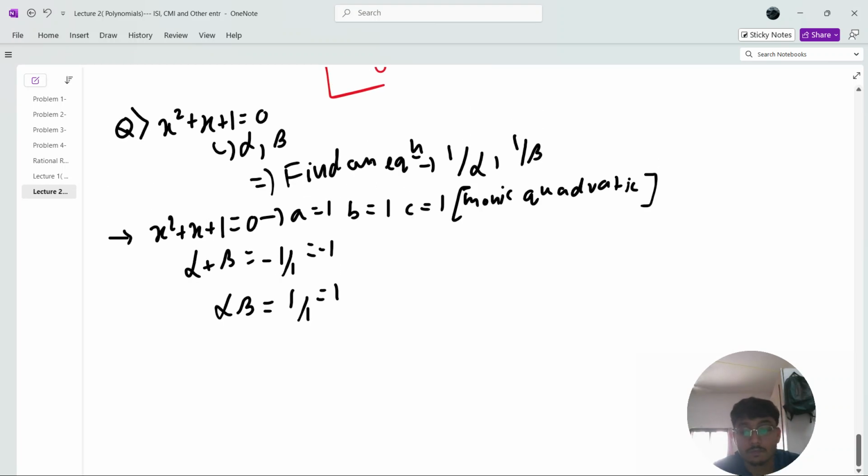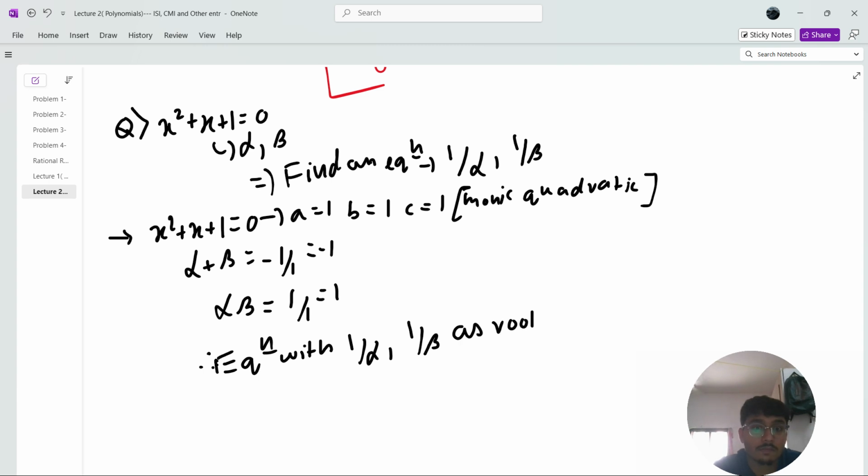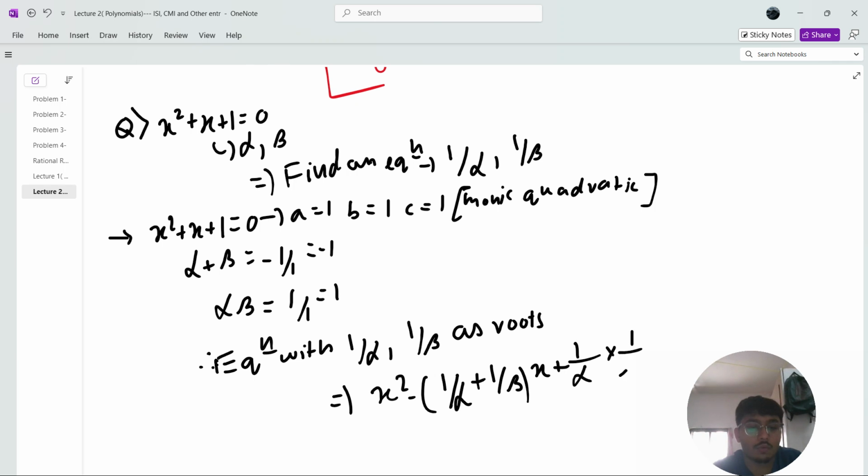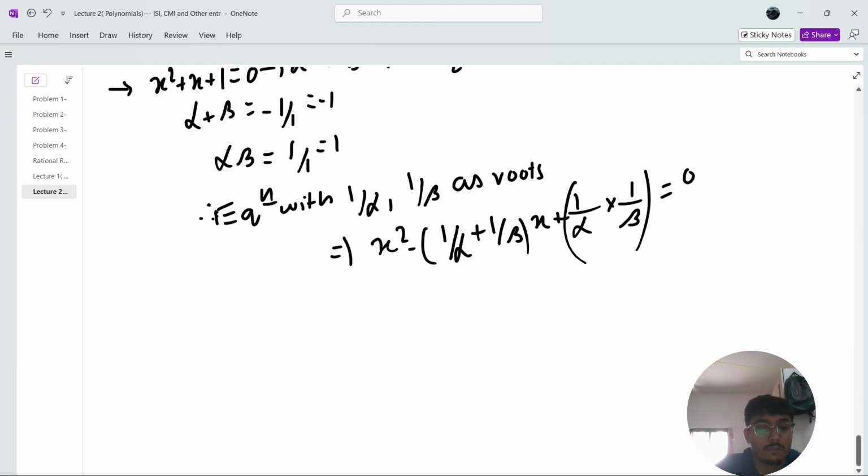Therefore, the equation with 1 by alpha, 1 by beta as roots is basically x square minus (1 by alpha plus 1 by beta) of x plus 1 by alpha into 1 by beta equals 0. That's the equation.